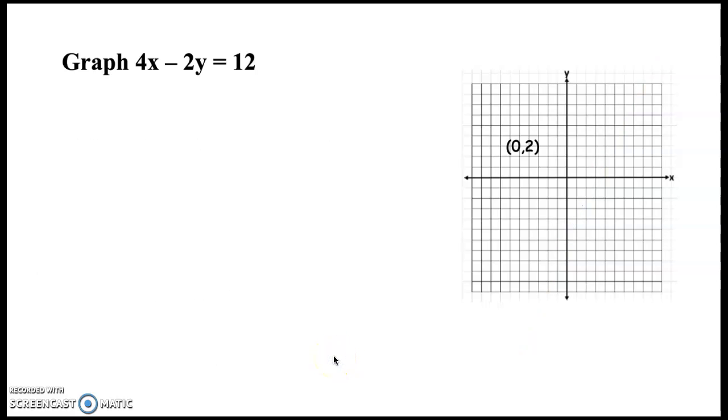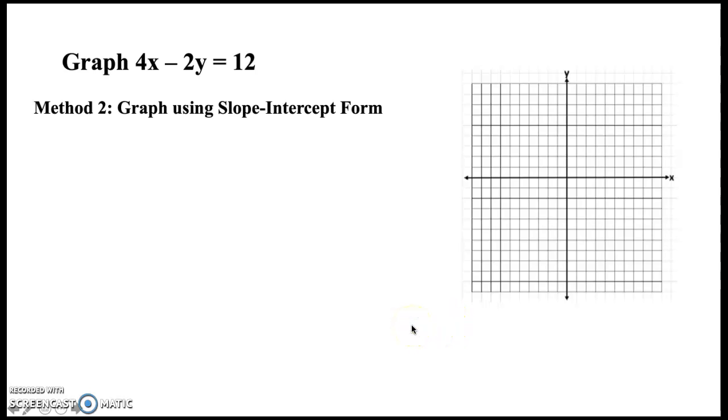The second method, and I don't know why there's a 0, comma 2 there, I should have erased that. Voila, it's gone. All right, the second method is to convert your equation from standard form to slope-intercept form. And here are all of the steps you use to do that.